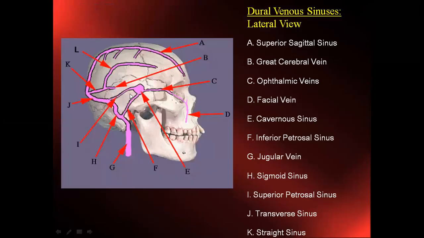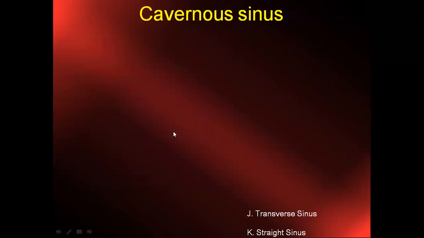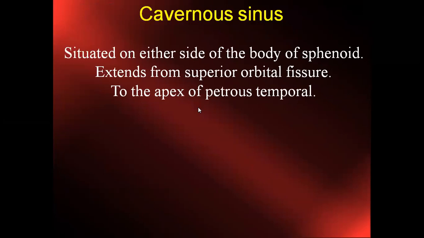So dural venous sinuses, of course, this is a lateral view which is showing this is superior sagittal sinus, this is inferior sagittal sinus, this is straight sinus. Okay, this point will be the occipital sinus. Okay, then. So cavernous sinus situated on either side of the body of the sphenoid bone.